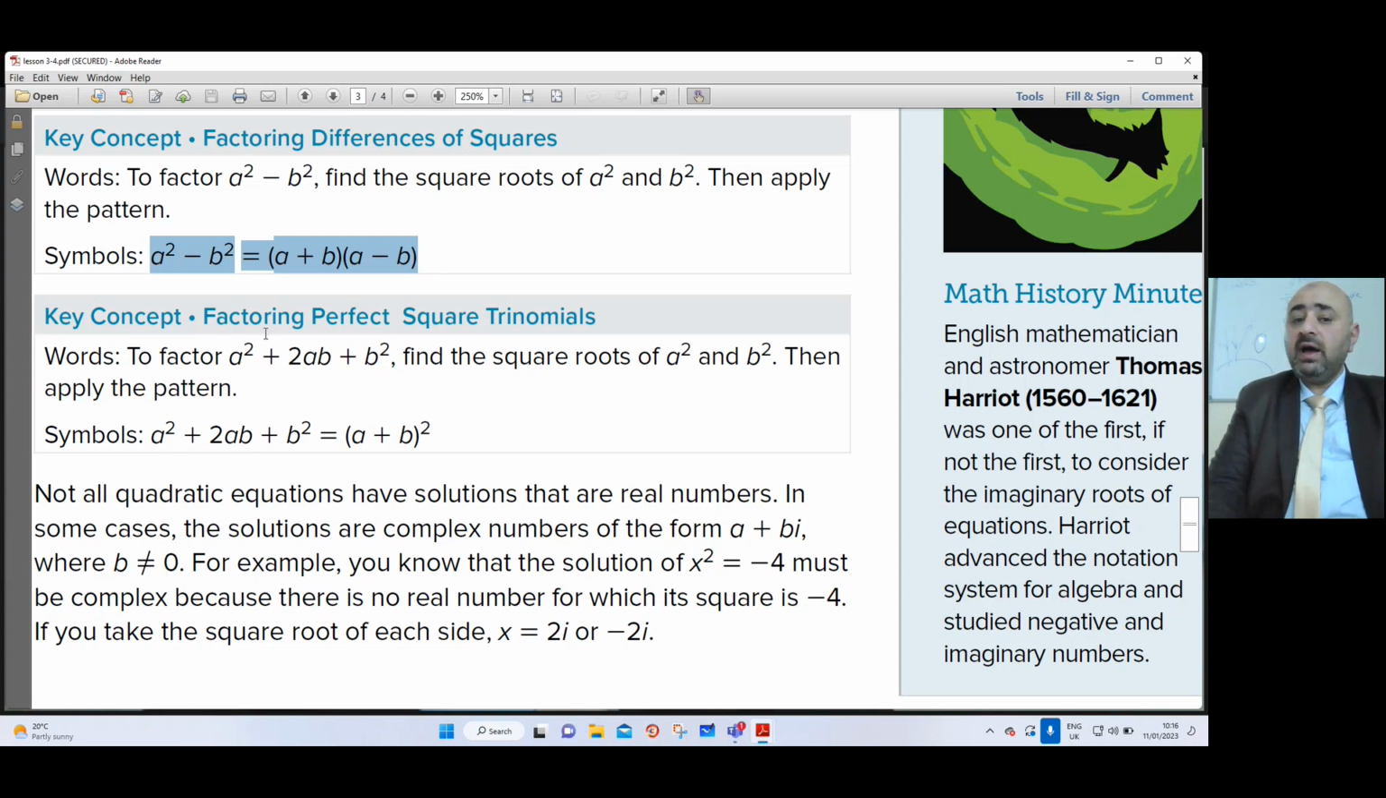The second important rule, factoring perfect square polynomials. To factor a squared plus 2ab plus b squared, find the square roots of a squared and b squared, then apply the method. So a squared plus 2ab plus b squared means the square of the sum of two numbers. The square root of a squared will be a, the square root of b squared will be b, then add between them, then the sum of them squared. So this is the second important rule.